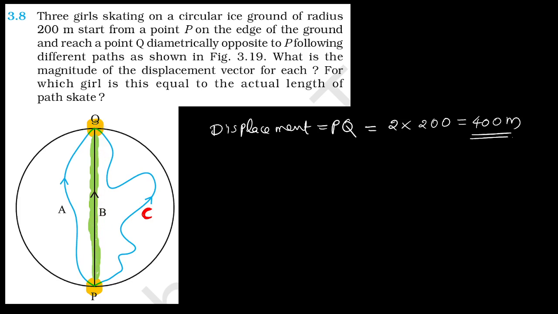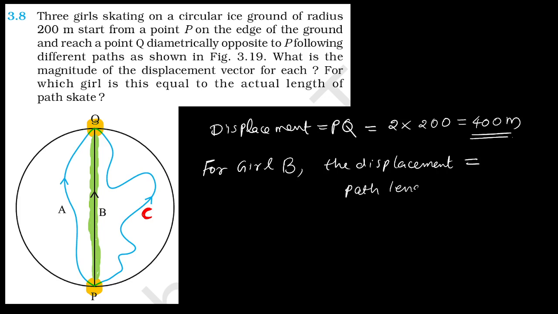This is a very simple question. So let me write here for girl B. The displacement PQ is actually equal to the path length. Girl B is moving along the green colored path. That is the reason. So that's all. Okay, this question is over.